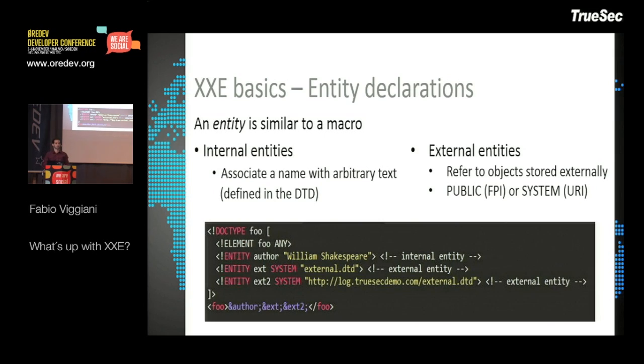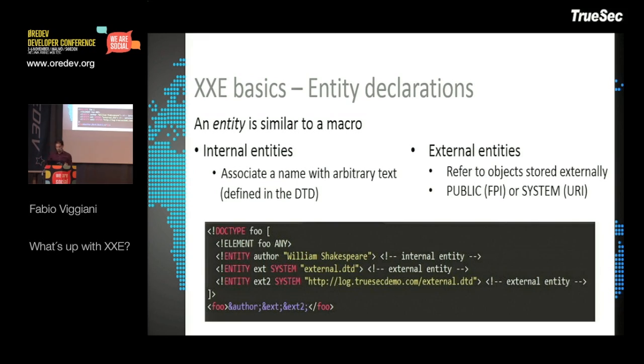External entities are what we're actually interested in now. And in particular, we are interested in system external entities, which are referenced by using URIs. So if you take the example down here, we're referencing an entity which is somewhere else, and we use the URI to point to it. So that's an external reference.